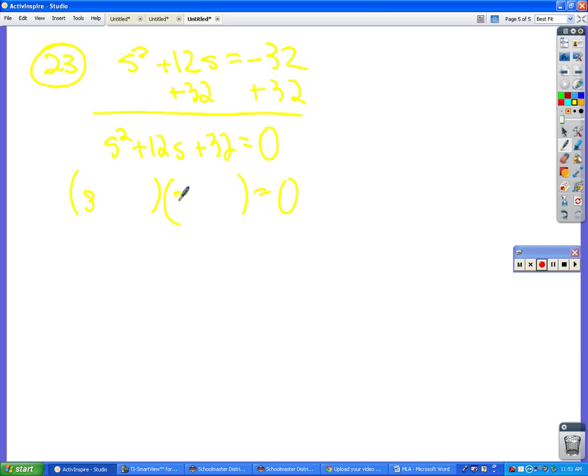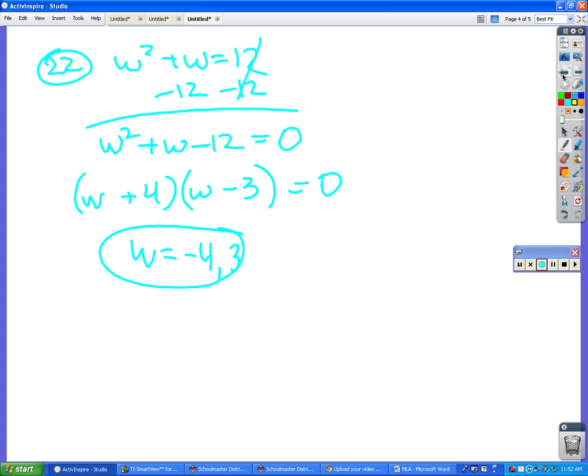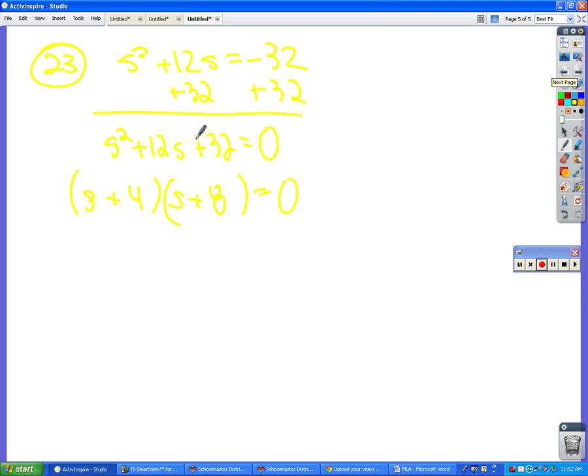It looks so different, but it's 4 and 8, because 4 times 8 is 32, and 4 plus 8 is 12. If the signs are different and I'm trying to get them to add up to a positive number, the bigger one has to be positive. But this one doesn't matter because the signs are the same, so it works out either way. So what are my two solutions there? Negative 4 and negative 8.